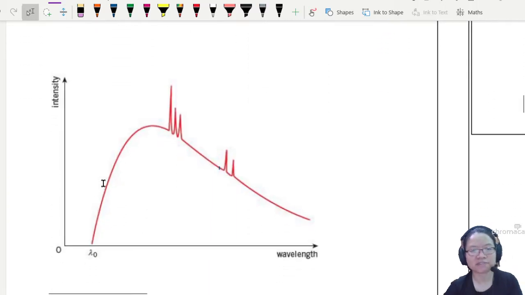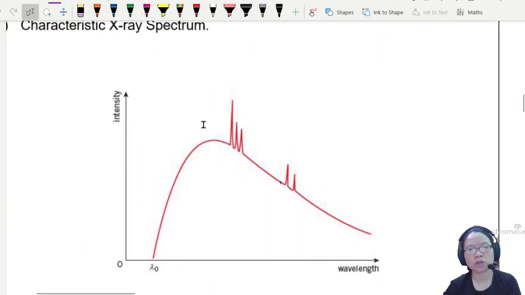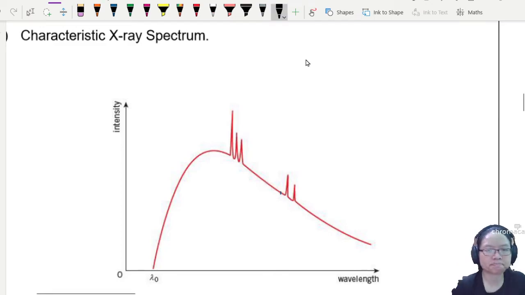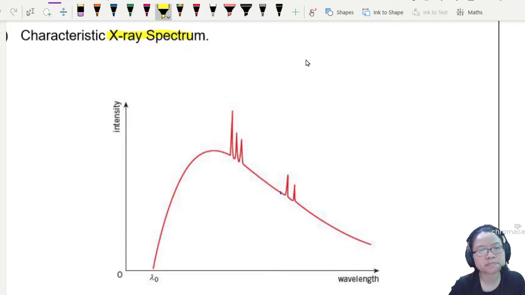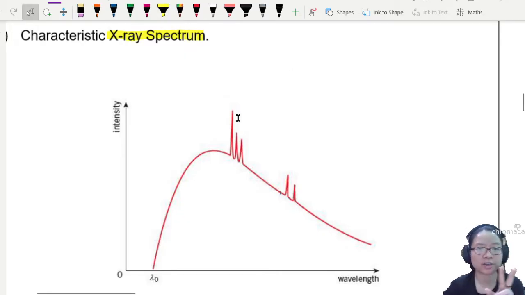So we will get a graph that looks like this. And we call this the X-ray spectrum. Okay, so let's think about the X-ray spectrum first. For this X-ray spectrum, you will notice that there are two characteristics.